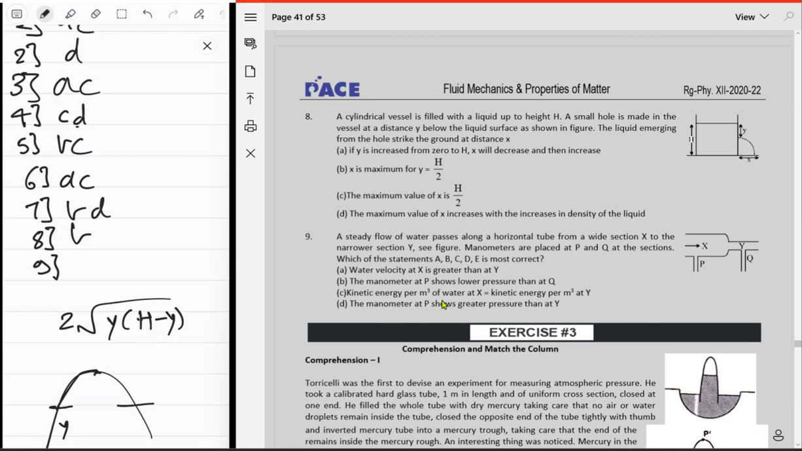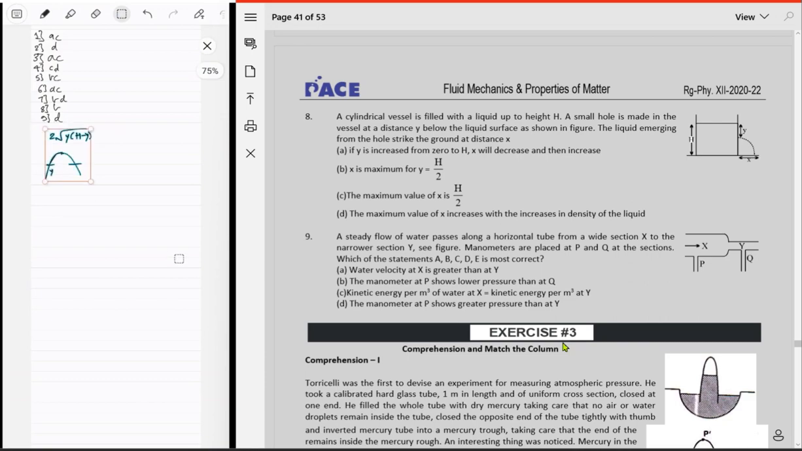The manometer at P shows greater pressure than at Y. What? Manometer at P. Oh, okay, over here, shows greater pressure than at Y. Yes, I believe in that. So D is correct. 9D. Next question, or the next section or whatever.